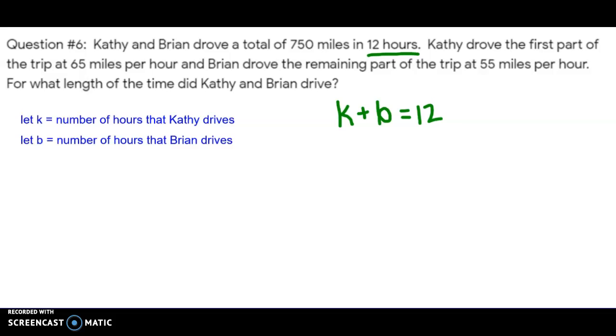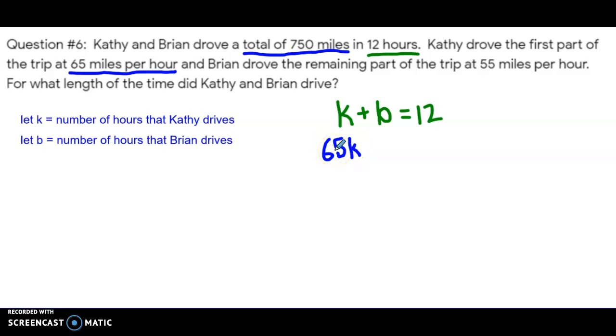The second sentence we have to think about a little more closely. We know the number of miles they drove was 750, and we know each person's speed. So if you remember learning about distance and time, you know that if Kathy is driving the first part of the trip and she is going 65 miles per hour, let's say Kathy just drives for 1 hour. That means 65 times 1, she would cover a distance of 65 miles.